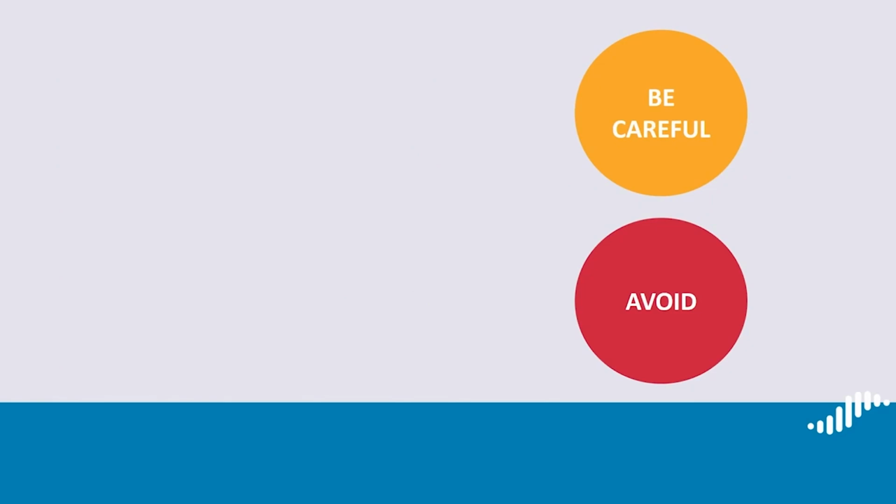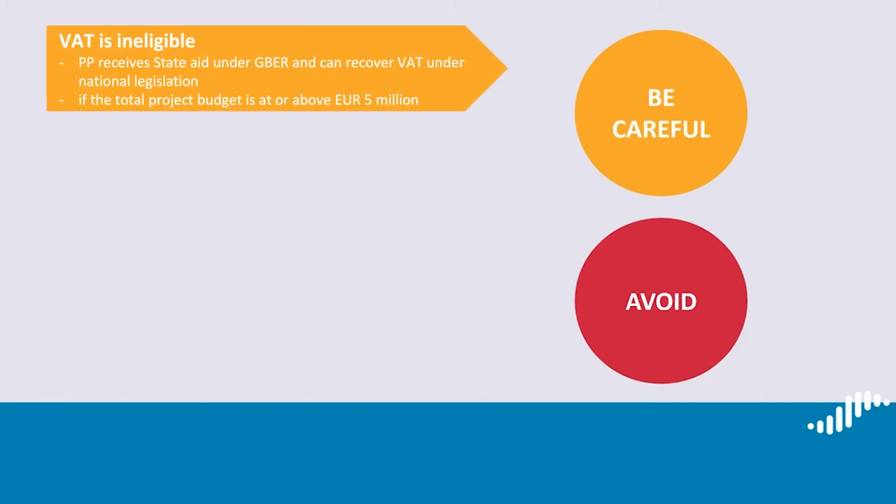When planning the budget, you should be aware of possible limitations. First limitation concerns the eligibility of VAT. If the total project budget is below 5 million euros, partners who receive state aid under General Block Exemption Regulation and can recover VAT under national legislation cannot include VAT in the budget planning. If the total project budget is at or above 5 million euros, you can only plan VAT if you cannot recover it under national legislation.